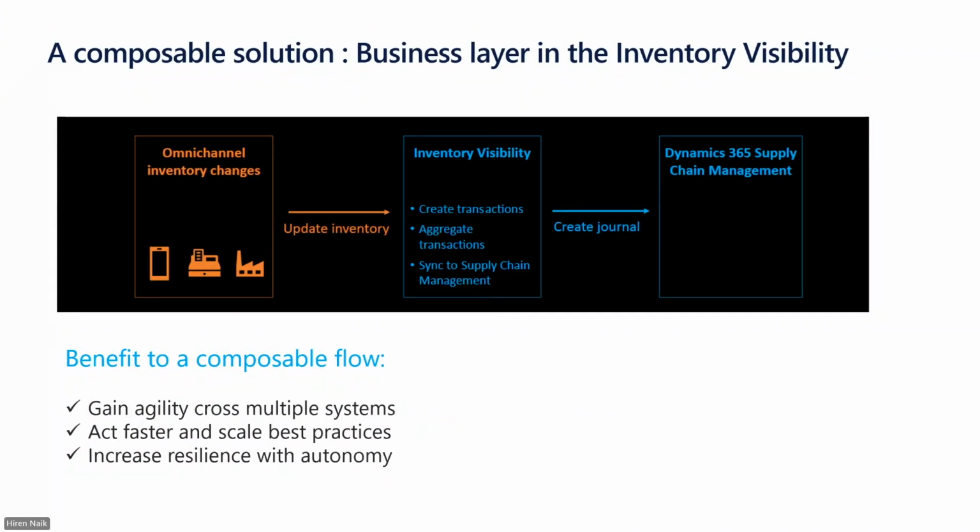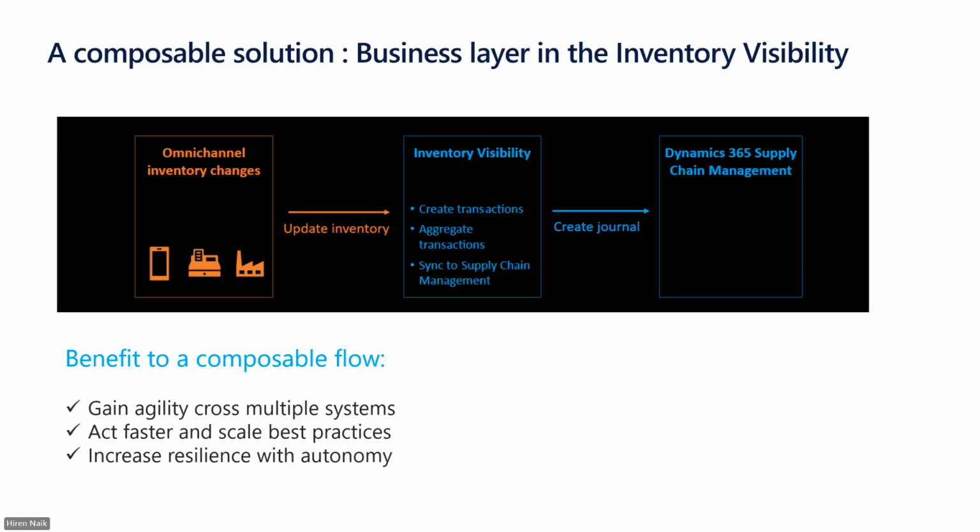In the Inventory Visibility Service, we deliver a highly composable solution. This solution enables customers to gain agility across multiple systems by leveraging it as a flexible middleware layer. This service simplifies integration of inventory updates from omnichannel systems. By consolidating and aggregating inventory data, it empowers business to act faster and scale best practice.